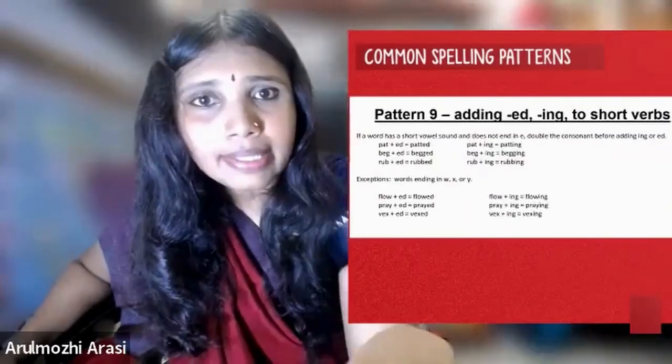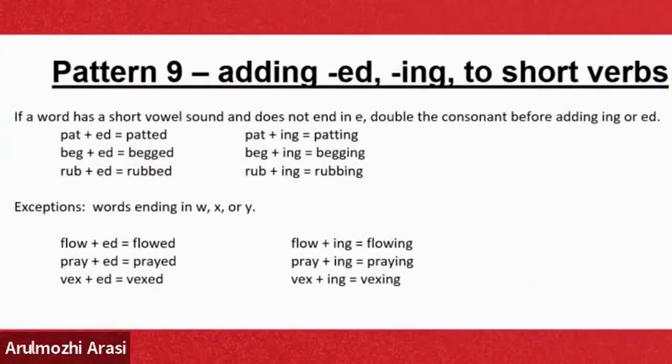And we have pattern number 9, an easy one. If a word has a short vowel sound and does not end in e, we double the consonant before adding ing or ed. So pat, patted, beg, begged. Here the final consonant doubles. And there are exceptions, words ending with w, x, or y. For example, flow, pray, vex. In all of these words, we do not double. So words ending with w, x, y do not follow this rule.